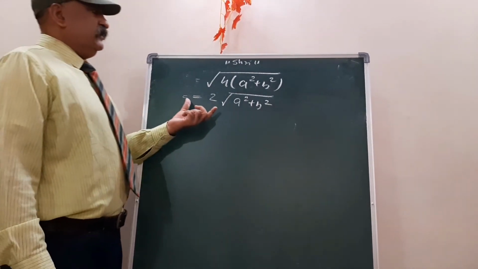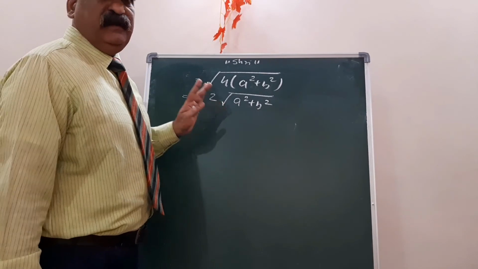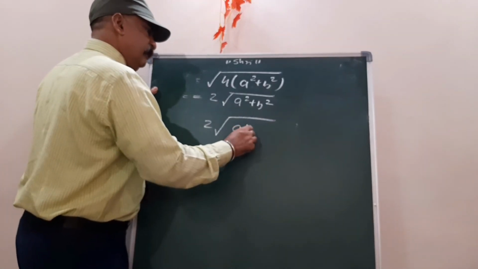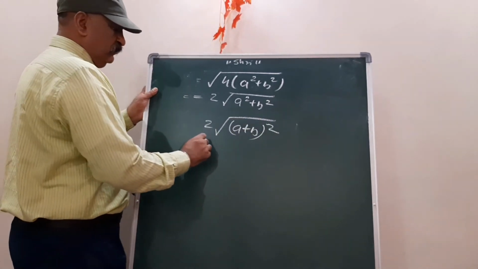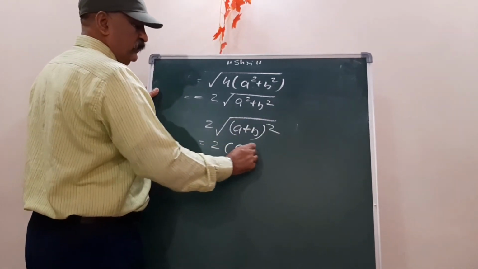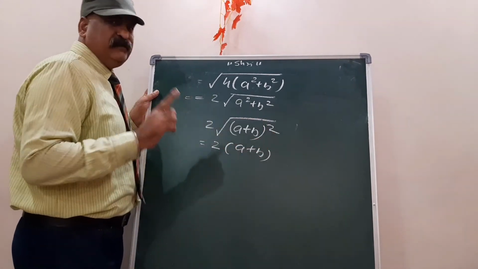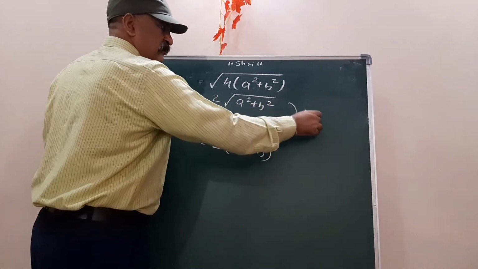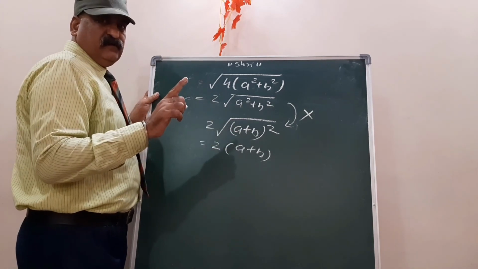It means the under root of a square plus b square you cannot simplify. If it is 2 under root a plus b whole square, then you can solve and you can write 2 times a plus b, because the square root of a plus b whole square means a plus b you can write. But here you cannot write like this. Okay?